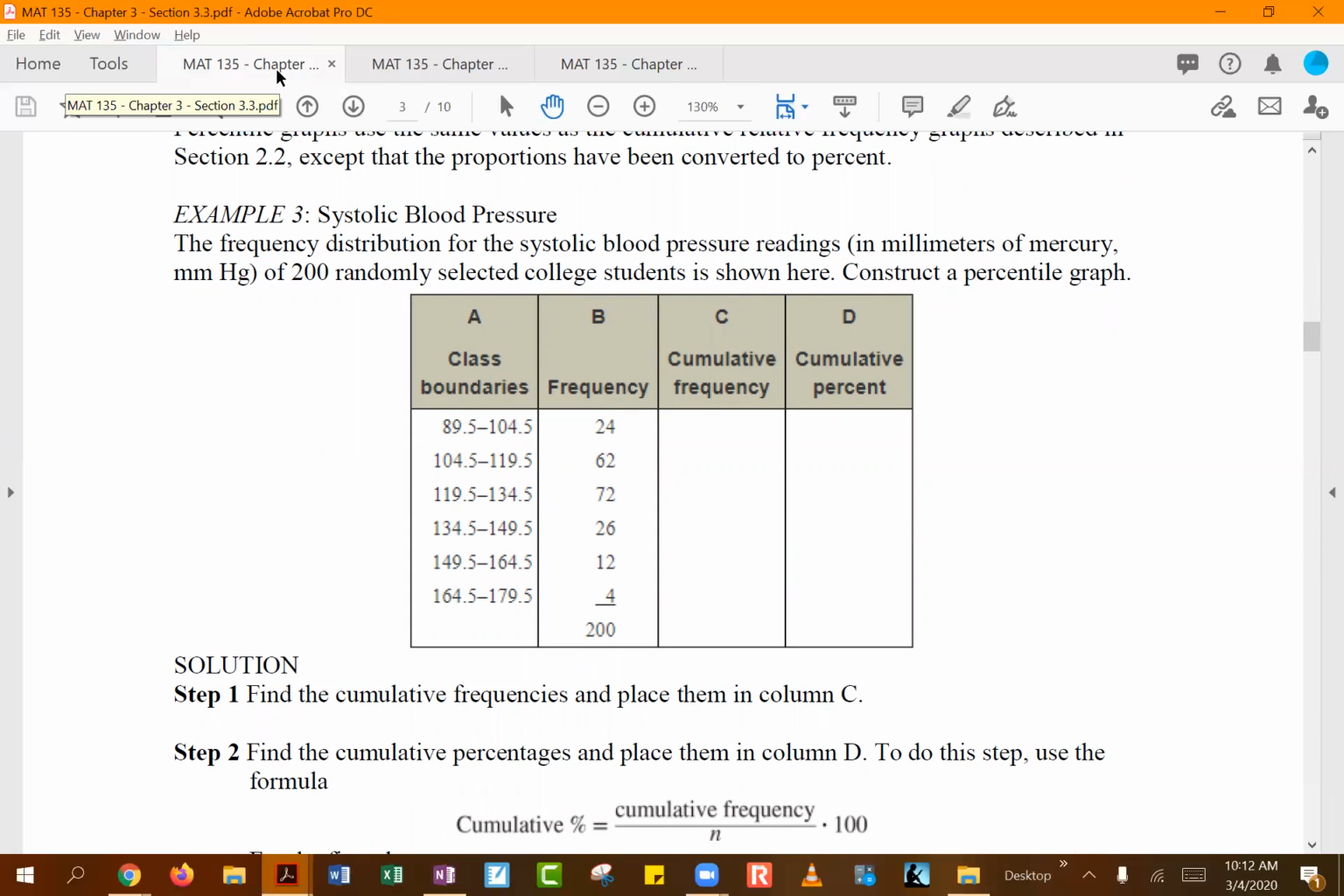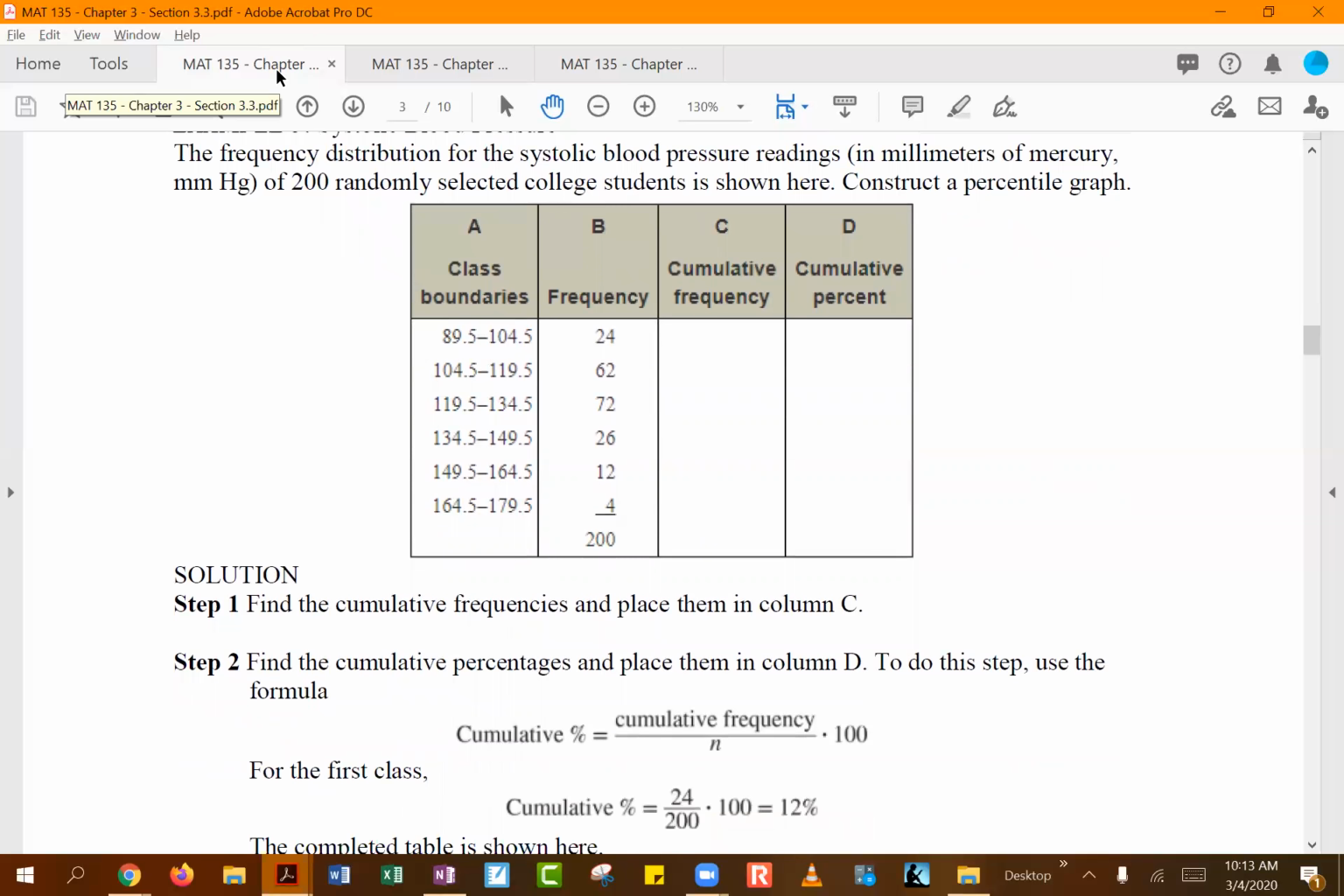Okay, so we're looking at our frequency distribution here for systolic blood pressure readings, in millimeters of mercury, of 200 randomly selected college students. They're asking us to construct a percentile graph. You've got your class boundaries, you've got your frequency, so of course we need to calculate cumulative frequency. Now remember, again, for cumulative frequency, you start by taking less than your lowest boundary value, which would be 89.5. We would do it for each boundary value going all the way up to less than 179.5.